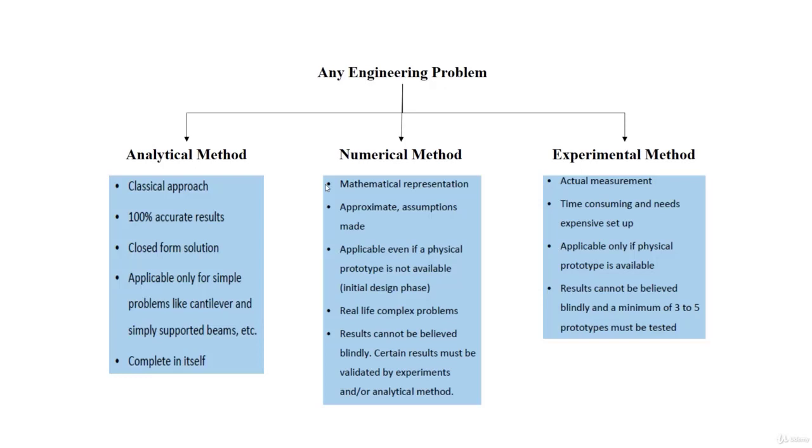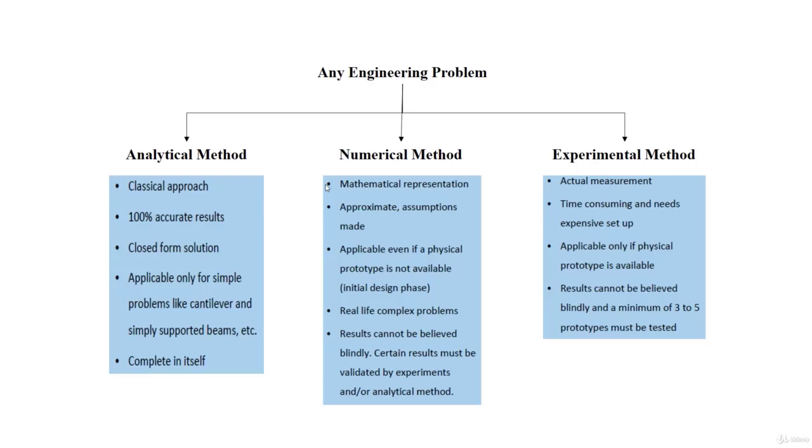So if we are going to find out the deflection of a beam, we need to set up all the weights and all the boundary conditions in an actual setup. Then we need to take some extensometers, and we are going to measure the strain, stress, deflection and other things. It is very time consuming, and it needs very expensive setups.